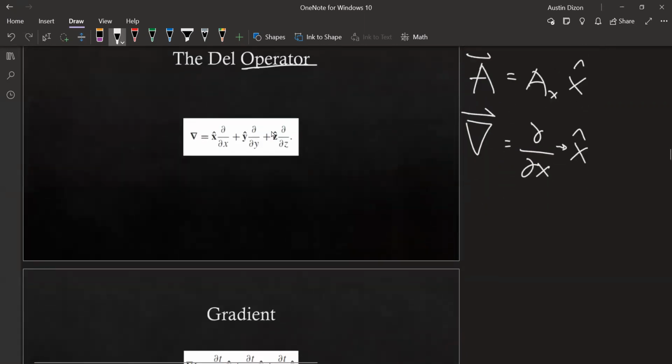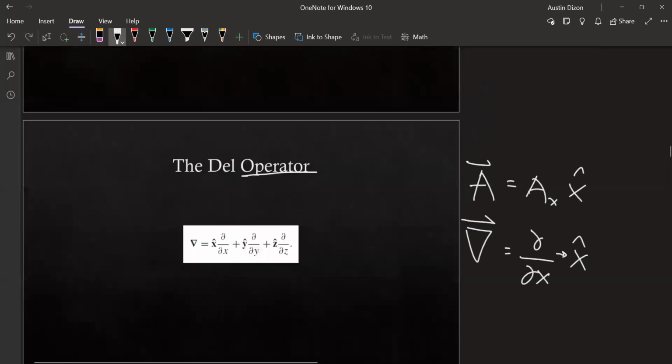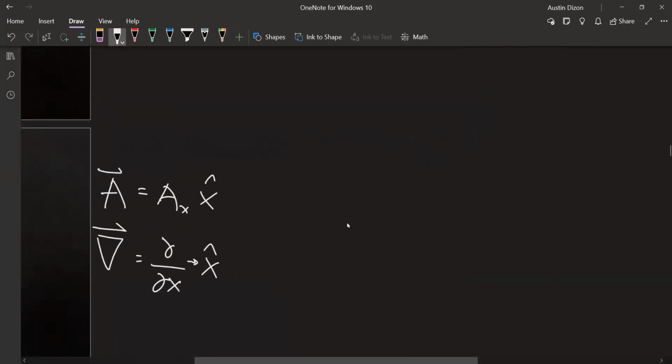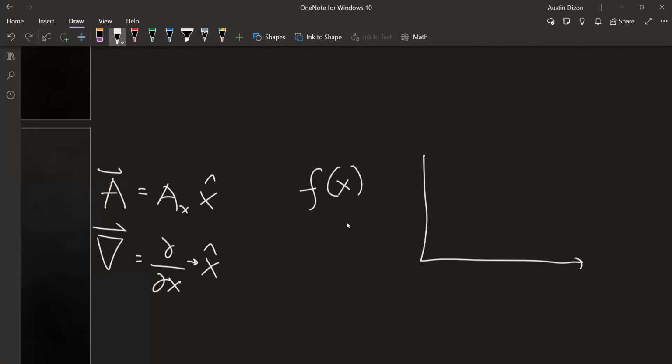Yung del operator natin, para siyang derivative. And anong nagagawa ng derivative? Kapag may derivative ka, kunwari, f of x tayo. F of x. So, kapag ginraph mo siya, ito yung f of x mo, di ba? Or simply y, kung gusto mo y.